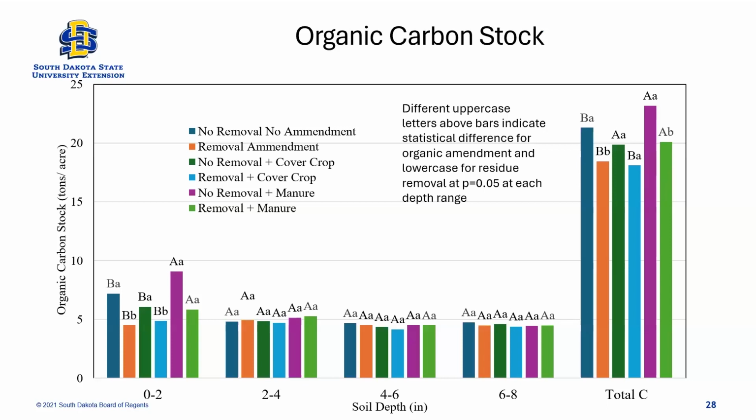And when I converted it to carbon stocks, there was no difference in the carbon stocks below the 0 to 2 inch depth, but keeping your residues increased your carbon stock, and the manure application and residue removal had the highest carbon stock in the 0 to 2 inch depth in total. And cover crops didn't affect the soil carbon stocks, which has to do with the rate.